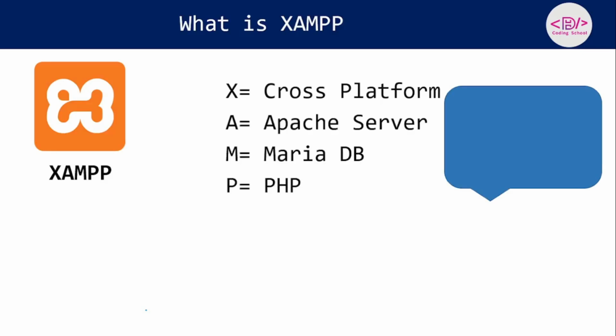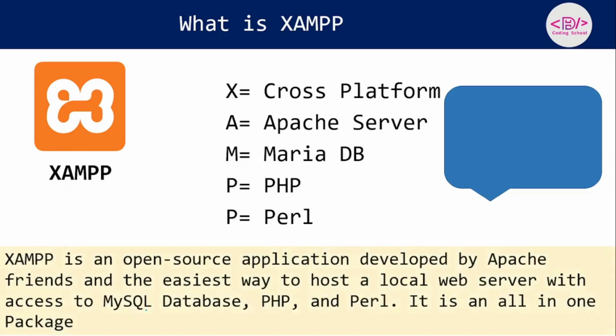XAMPP in full: X is for cross-platform, A is for Apache server, M is for MariaDB, P is for PHP, and the other P is for the Perl programming language. MariaDB is a database, Apache is a server, PHP is the programming language you're going to use, and Perl is another programming language altogether. XAMPP is an open source application developed by Apache Friends, and it is the easiest way to have this whole PHP setup done on our computers.